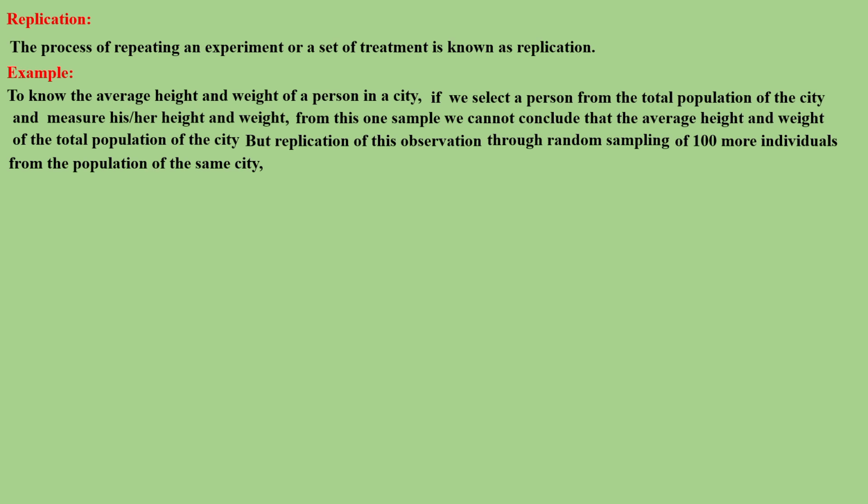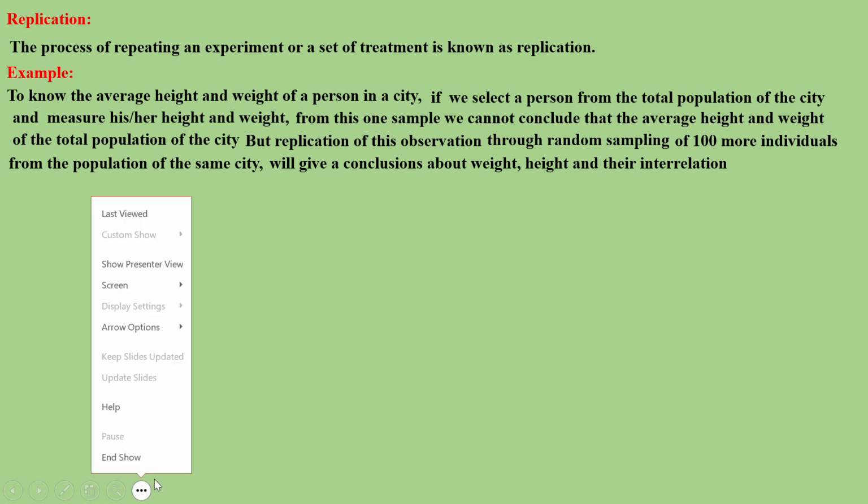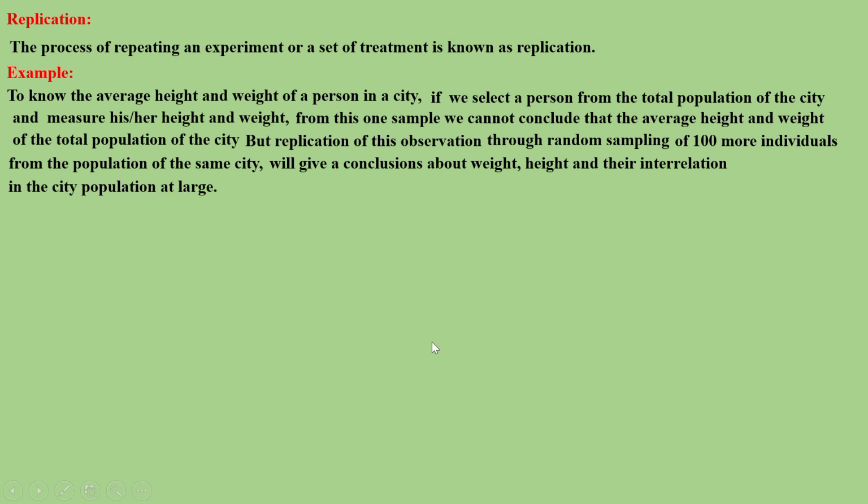So we need replication, repeating the process for different persons, measuring the same height and weight for the first person, second person, and so on. This is called replication in this case, right? So we'll give a conclusion about weight, height and their interrelation in the city population at large.